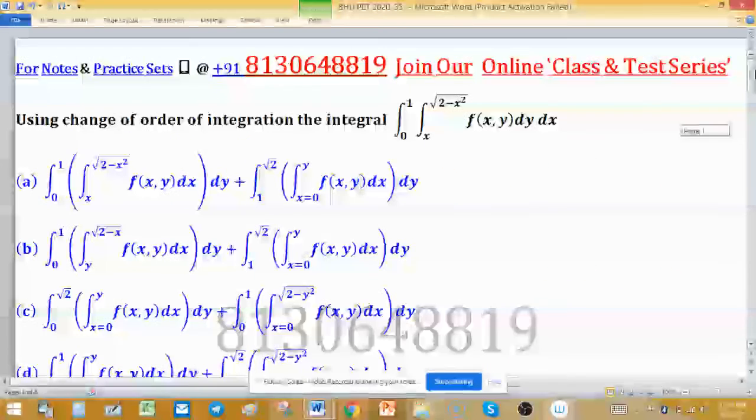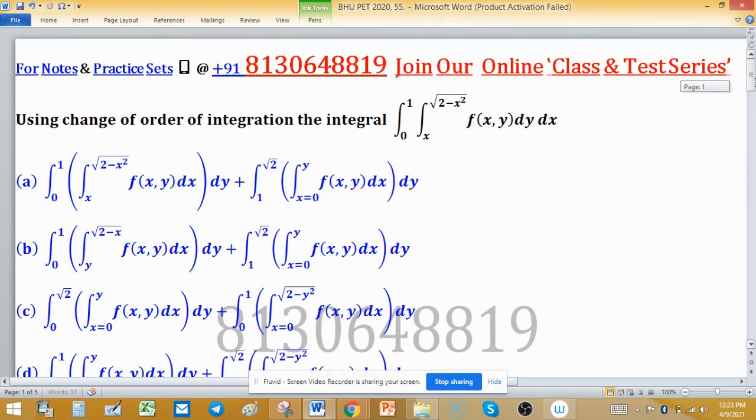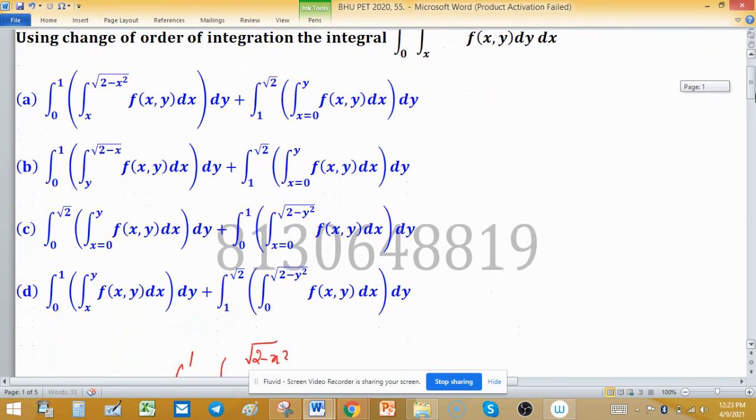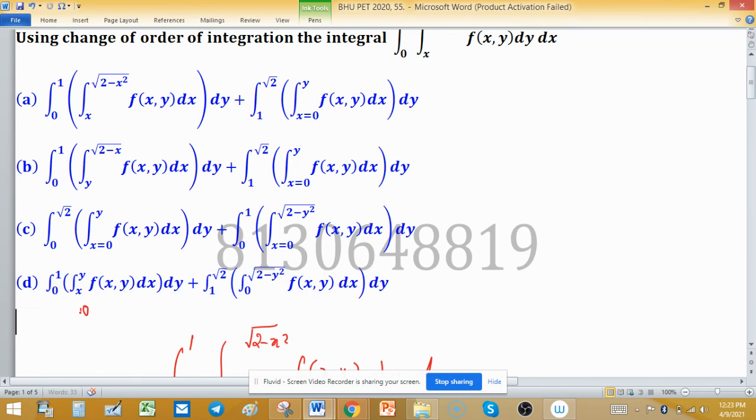Now which option is giving this answer? We see that option D is correct here, 0 to 1, and x is running from 0 to y. This is 0 to y here, and this is 1 to root 2 and 0 to root of 2 minus y squared. This is perfect. Option D is the correct answer.